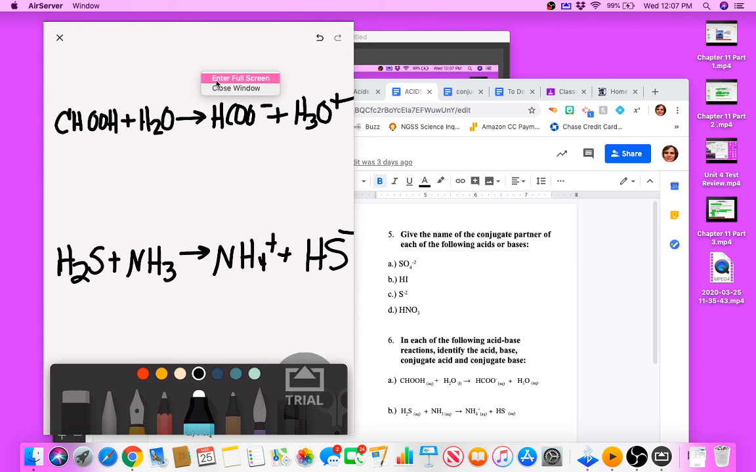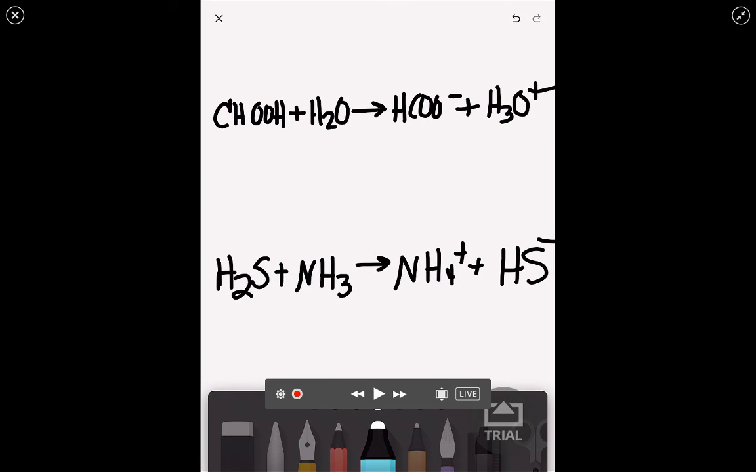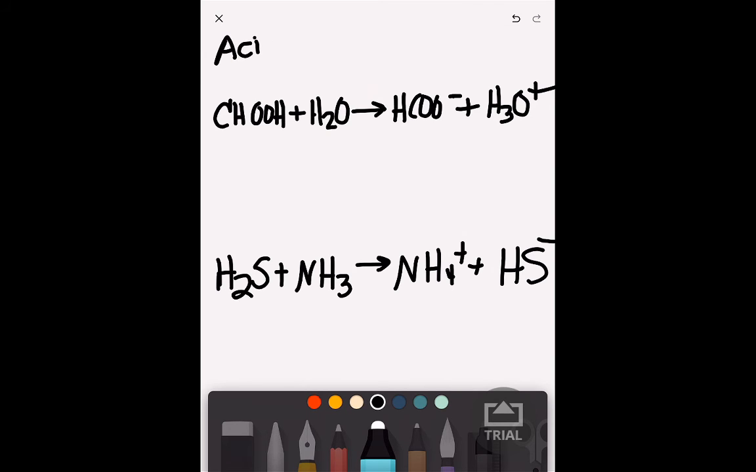So what we want to do is figure out what is the acid, what is the base, what is the conjugate acid, what is the conjugate base. To figure out what the acid and the base are, again, remember your definitions. Acids donate and bases accept. And these obviously are hydrogen ions that we're talking about accepting and donating.